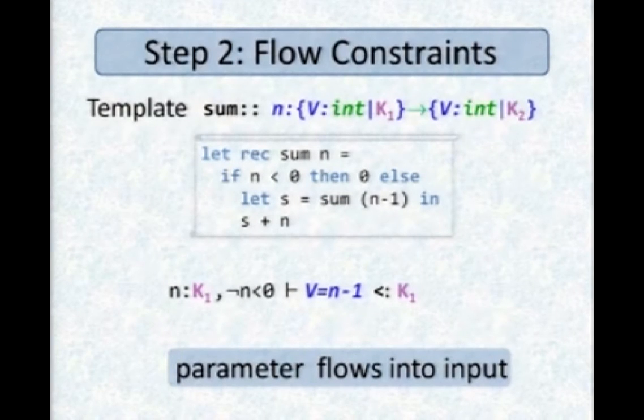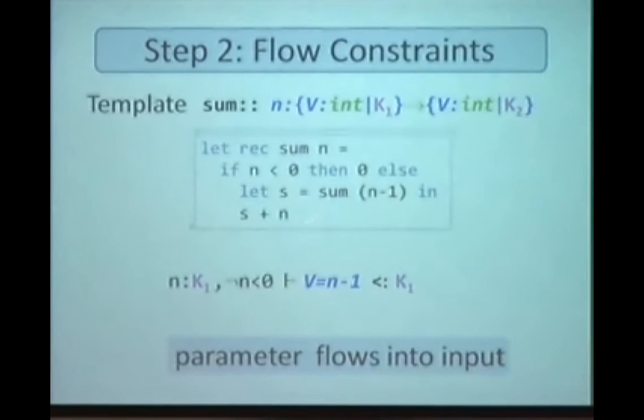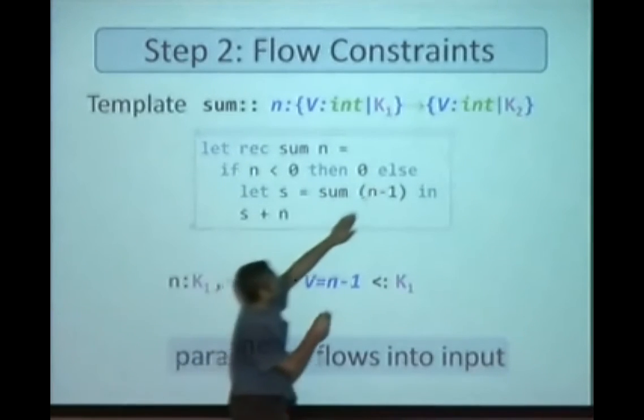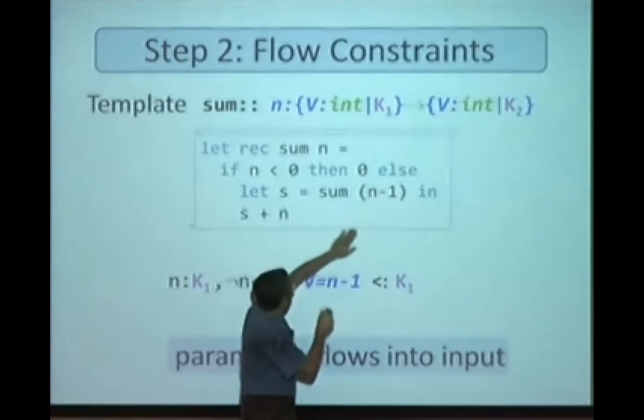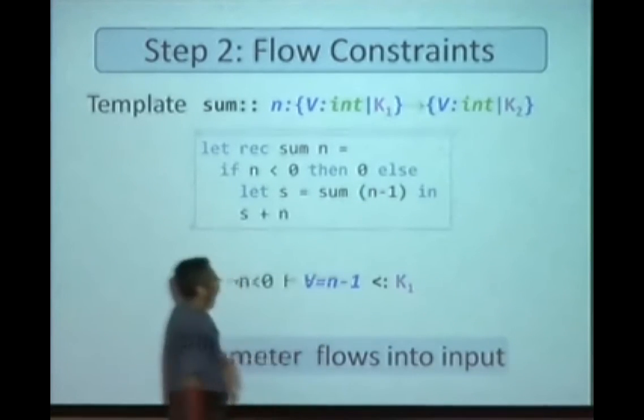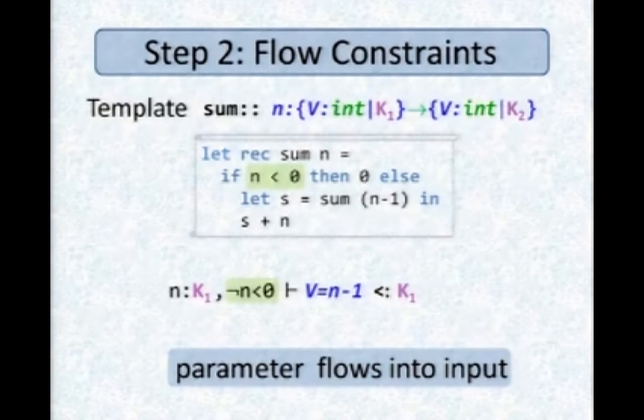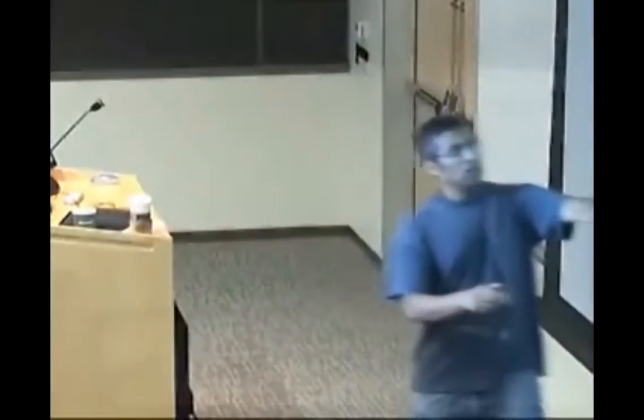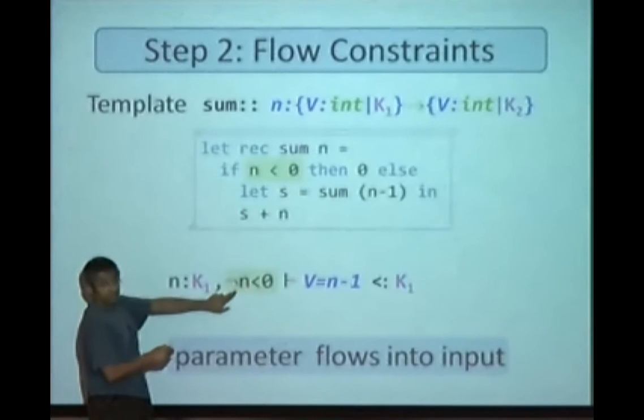Let's see what other constraints we get. Let's look at this place where there's a recursive call that I'm making into sum. I'm going to call sum of n minus 1. So here this n minus 1 value is going to flow into the input. Let's see, when does that happen? Oh no, it's fine, there's an else over there. So this happens in the else branch.